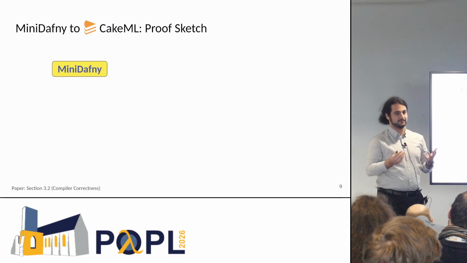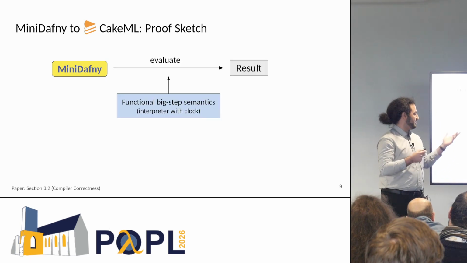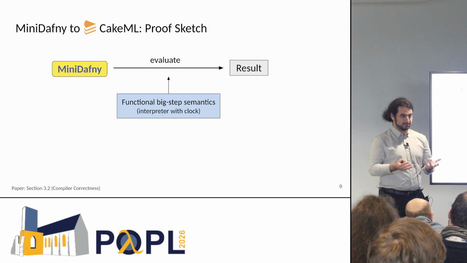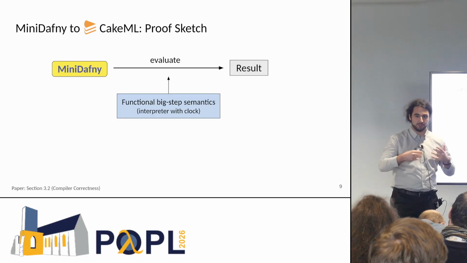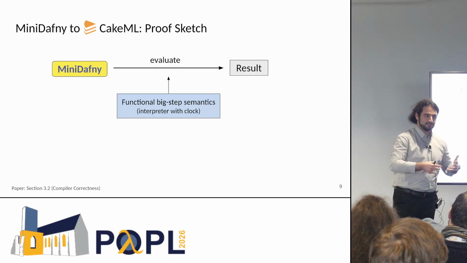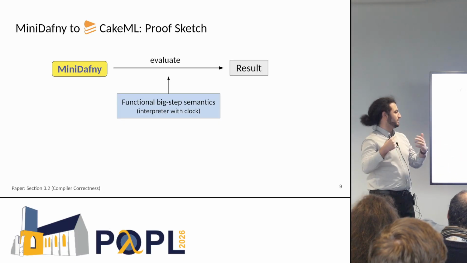And the way we define semantics is using functional big step semantics. Now, if you don't know what that means, I really want you to think of it as an interpreter which has a clock or fuel which makes sure that it always terminates. You can still write programs that diverge. It just needs to terminate so we can define it as a function in the logic.